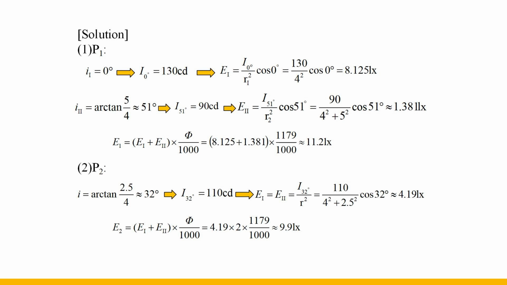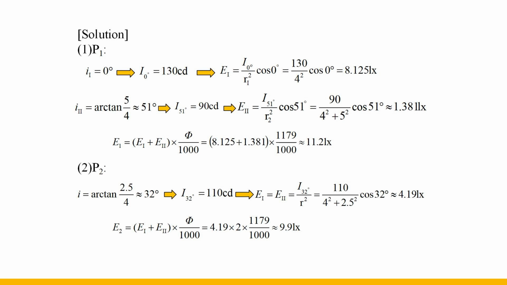The illuminance formed by the two lamps at point P2 is the same, so one of them can be found. The tangent of the angle I between the normal of point P2 and the light of the lamp is equal to 2.5 divided by 4, and the angle I is approximately equal to 32 degrees. The luminous intensity is 110 candela by checking the luminosity curve. Finding E1 equals E2 equals 4.19 lux. Then E2 is equal to 9.9 lux.